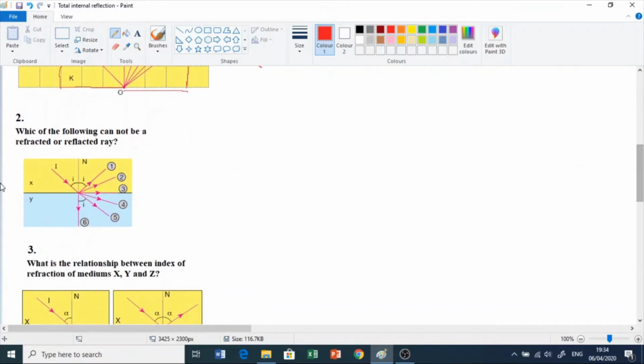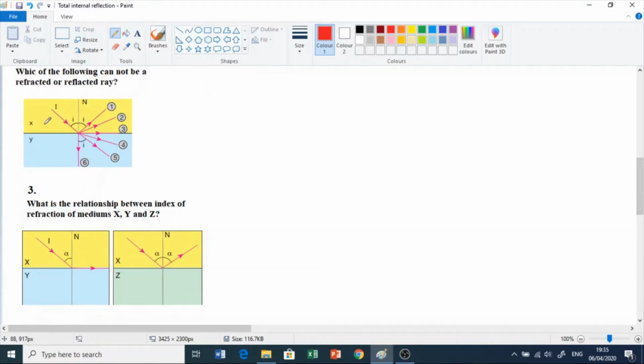Next question. Which of the following cannot be a refracted or reflected ray? The light is attempting to pass from medium X to medium Y. Now, depending on the index of refraction of these two mediums, the incident light ray can go straight without changing its direction. If nx is equal to ny, it will move like this without changing any direction. This is possible if nx is equal to ny.